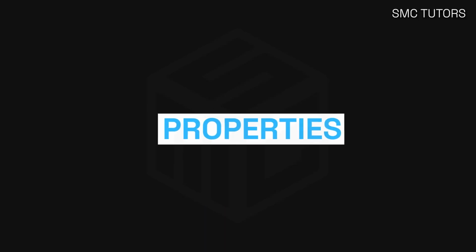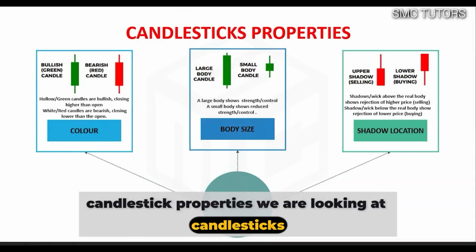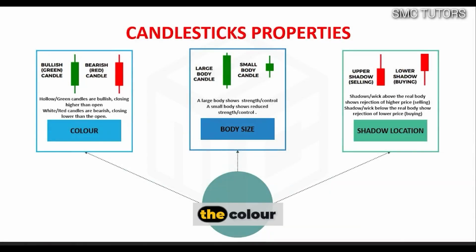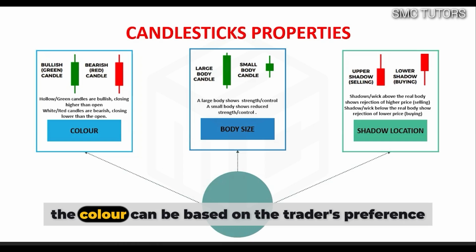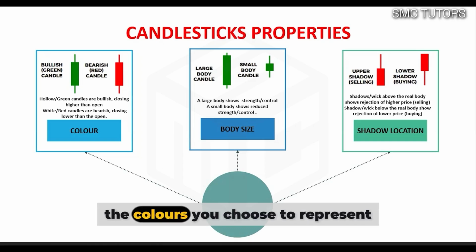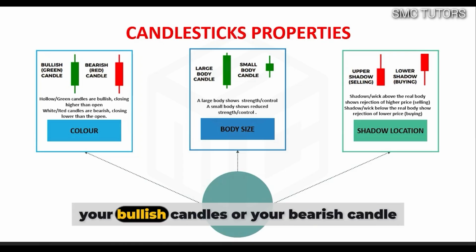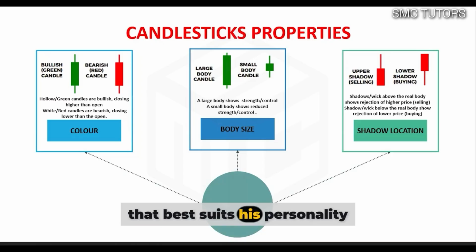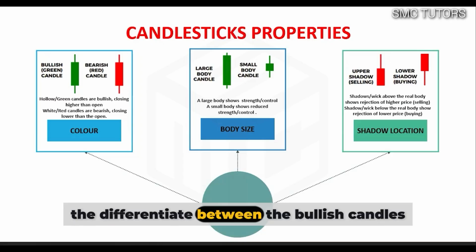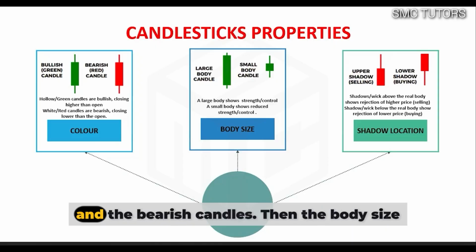Candlestick properties. If we are looking at candlesticks, we are looking at 3 things: the color, the body size, and the wick or shadow location. The color can be based on the trader's preference. The colors you choose to represent your bullish candles or your bearish candles. So a trader can choose whichever color he wants that best suits his personality to differentiate between the bullish candles and the bearish candles.